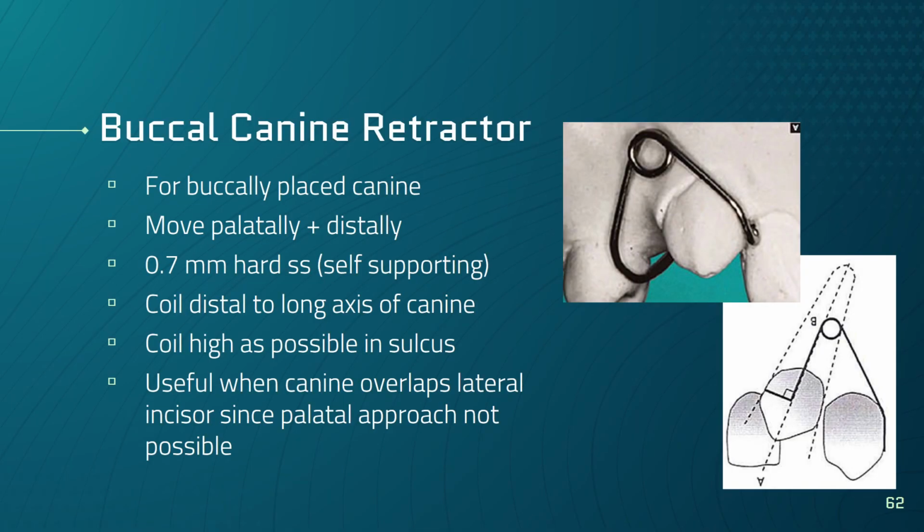Now, the buccal canine retractor is used for a buccally placed canine. It can move the tooth both distally and palatally. It is made from 0.7 millimeter hard stainless steel wire. Thus, this retractor is a self-supporting retractor. Now, the coil is distal to the long axis of the canine. It must be placed as high as possible in the sulcus. And this spring is useful when the canine overlaps the lateral incisors, since in such a situation the palatal approach is not possible.